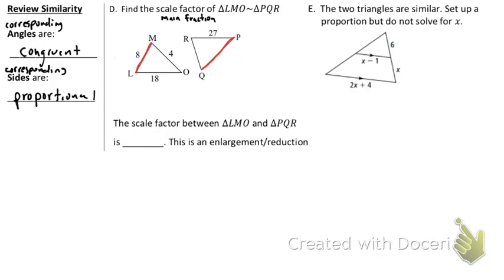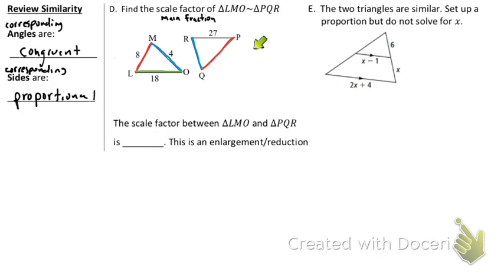So let's go with MQ. Let's see who MQ matches with. So again, let's use our statement here. Sorry, MO. MO matches with QR. So let's look. MO and QR match. Again, this is not going to be helpful because I don't know what QR is. So my last option is going to be LO.